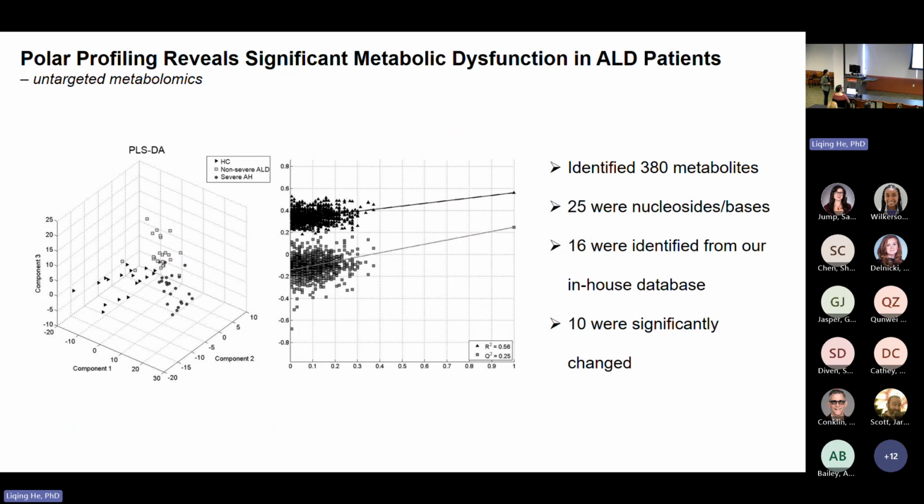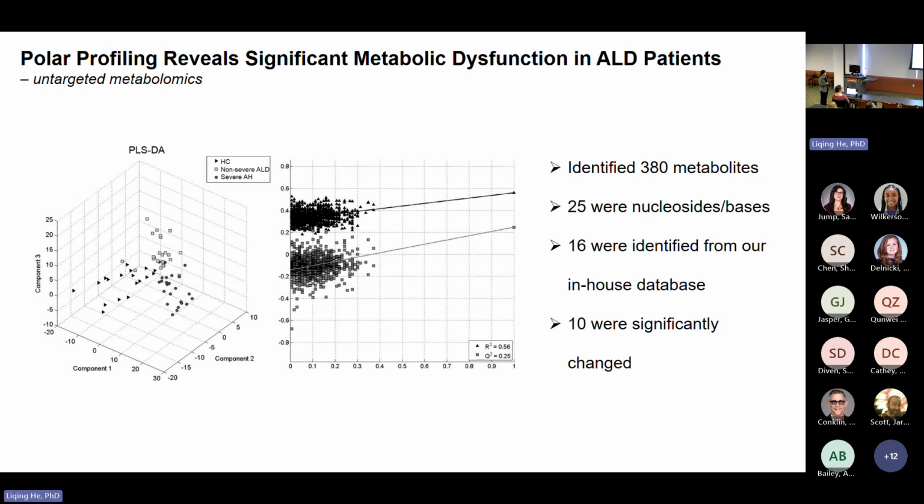In the polar profiling on targeted metabolomics, we identified 380 metabolites. Among these metabolites, 25 were nucleosides or bases. 16 of these nucleosides or bases were identified in our in-house database. That means we have their MS spectrum, retention time, and m/z, so we are confident in this modification identification.